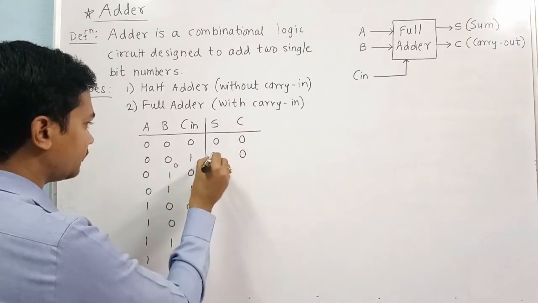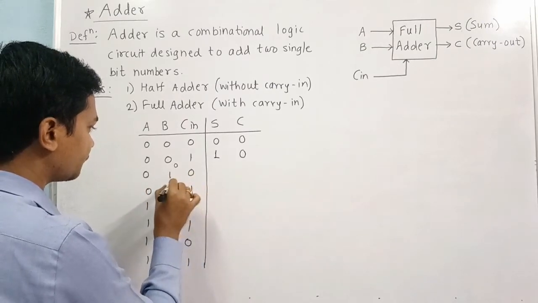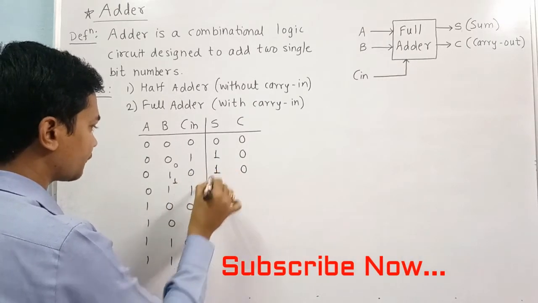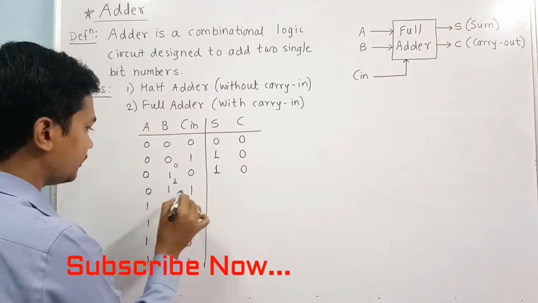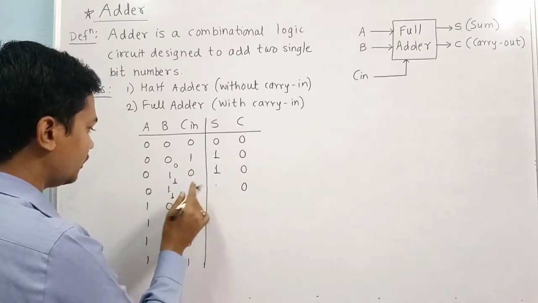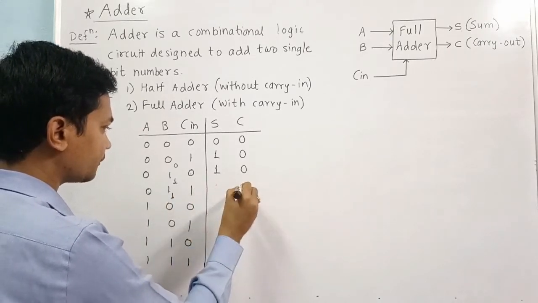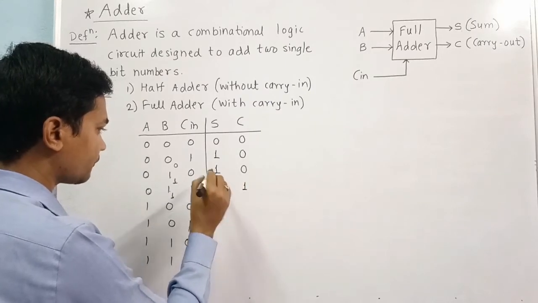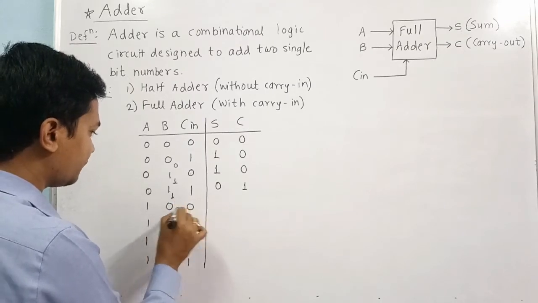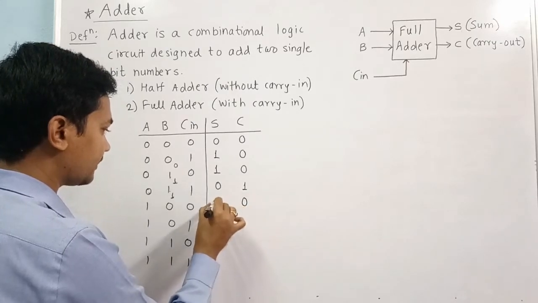Then 0 plus 1 is 1. Then 0 plus 1, sum is 1, so carry is not generated, write here 0. Then 1 plus 0 is 1. Then 0 plus 1, no carry is generated, write here 0. And 1 plus 1 is 2, so the carry is generated, so we will change it to 1 and the sum will be 0. Now 1 plus 0 is 1, plus 0 is 1. So here carry is not generated, but sum will be 1.